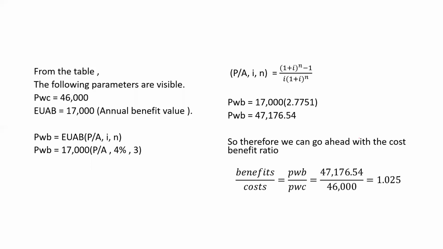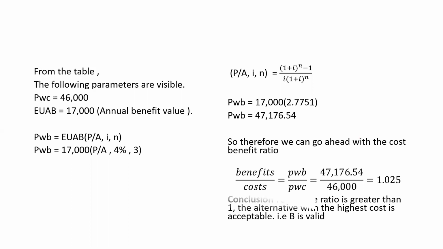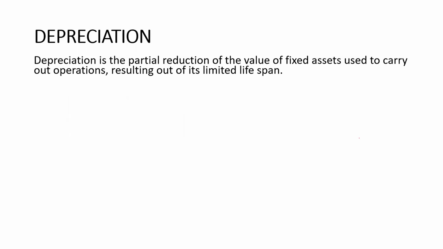Okay, so our cost benefit ratio is 1.025. So it means we will be going for alternative B because it has the highest starting cost. Okay, now the next topic we'll be going to is depreciation. Depreciation. Okay, now what is depreciation? Depreciation is the partial reduction of the value of fixed assets used to carry out operations, resulting from a limited span.